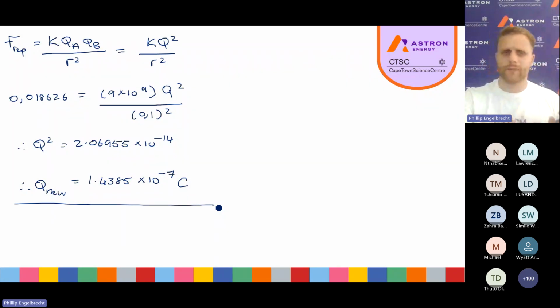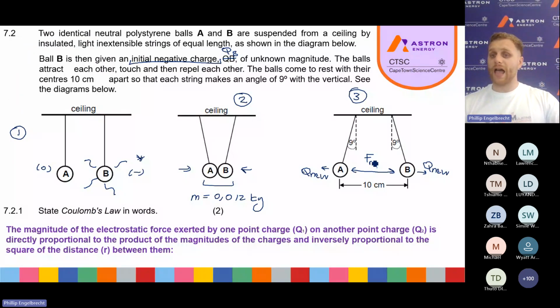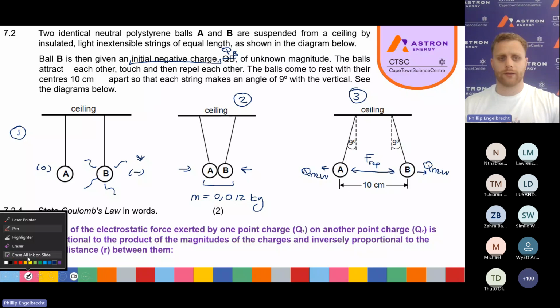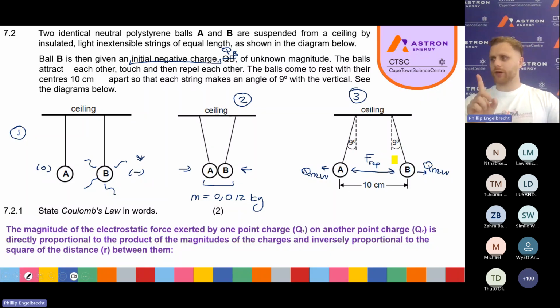Are we all following? So let me just take you to the picture. Let me just take out my highlighter. I first had to figure out what was this force of repulsion. I did that using Newton's second law. Then once I found that, I said, okay, if I know the force of repulsion, I can figure out the new charge between sphere A and sphere B. And remember, both of them have the same charge.